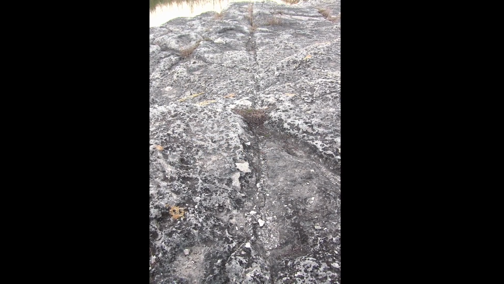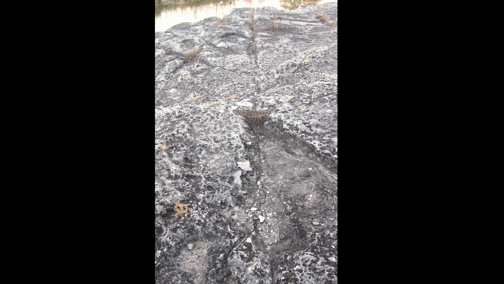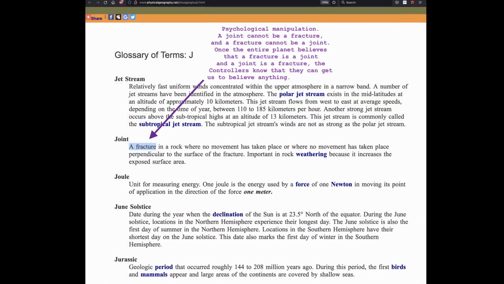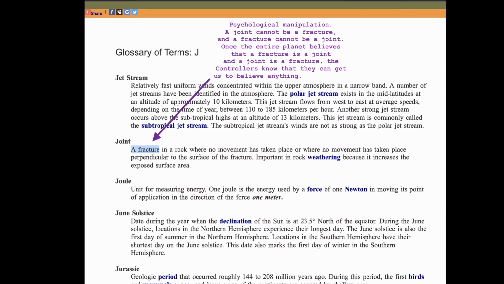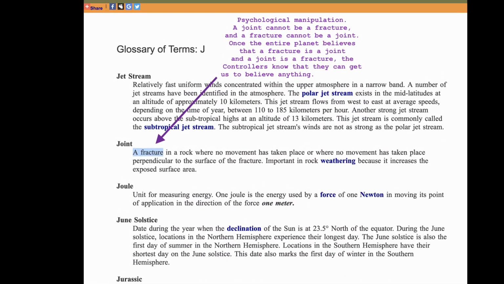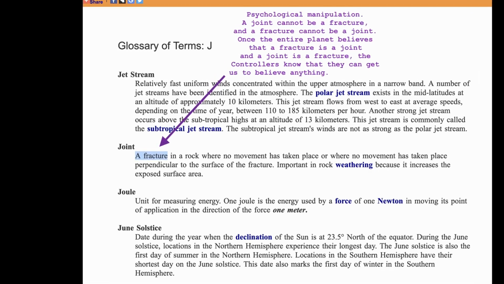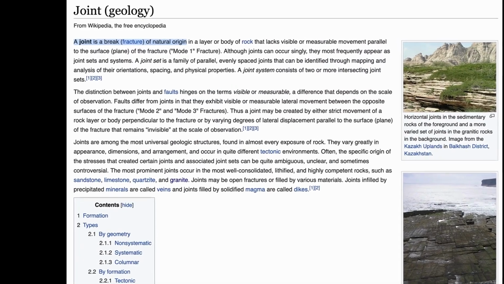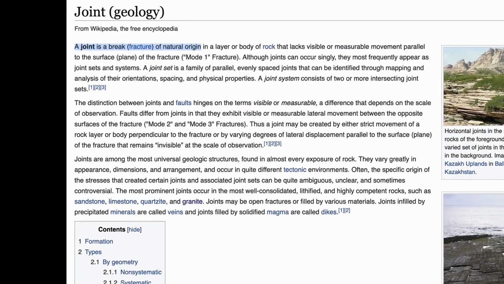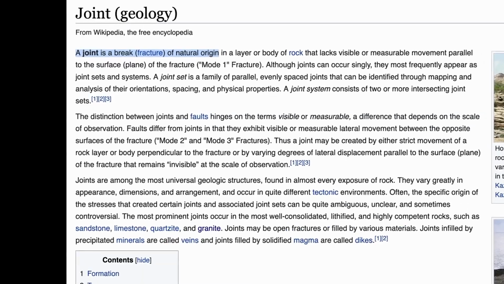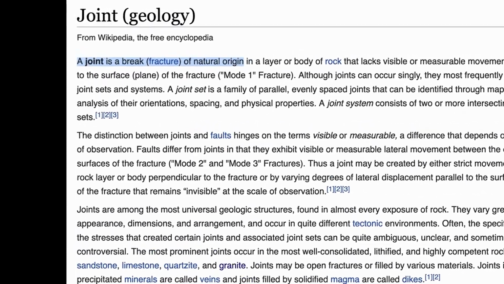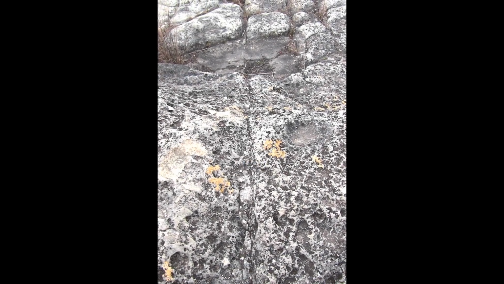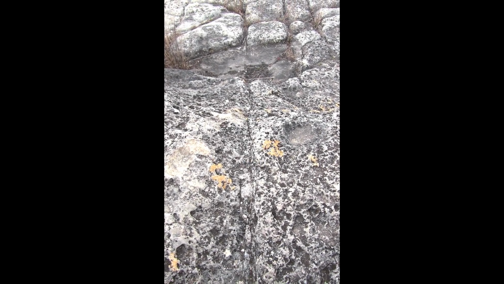So geologists do talk about joints, but every joint is, by definition, in geology, a fracture. So every time a geologist says a joint, he means a fracture. He means a natural fracture that's occurred through time, naturally. He does not mean a joint made by, let's say, a cosmic carpenter.